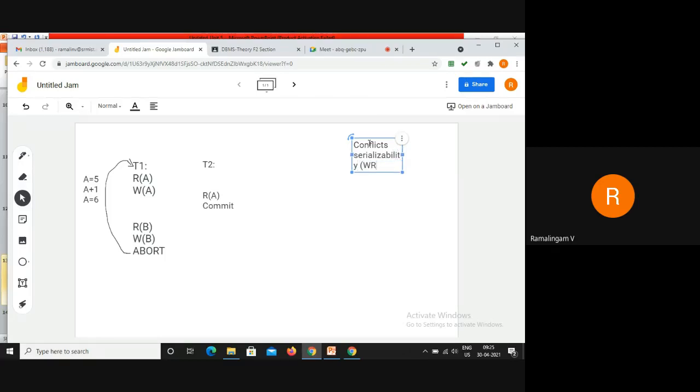Write read conflict, read write conflict, and write write conflict. These are the three different types of problems that arise while you are applying a concurrency mechanism. So, conflict serializability of transactions. What is meant by serializability? Serial execution of the transactions.